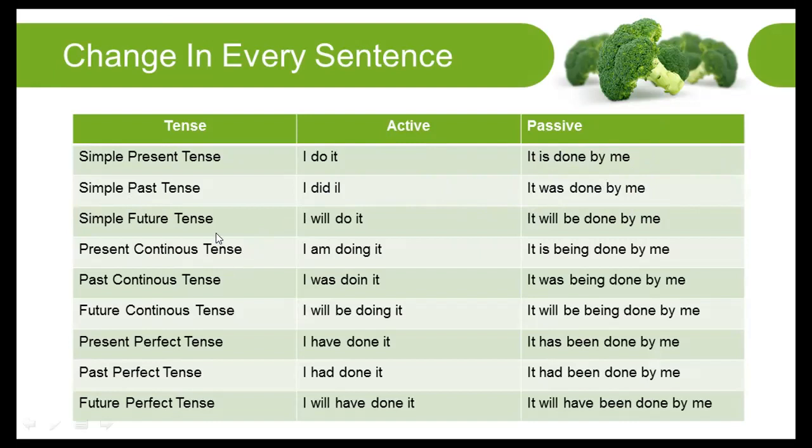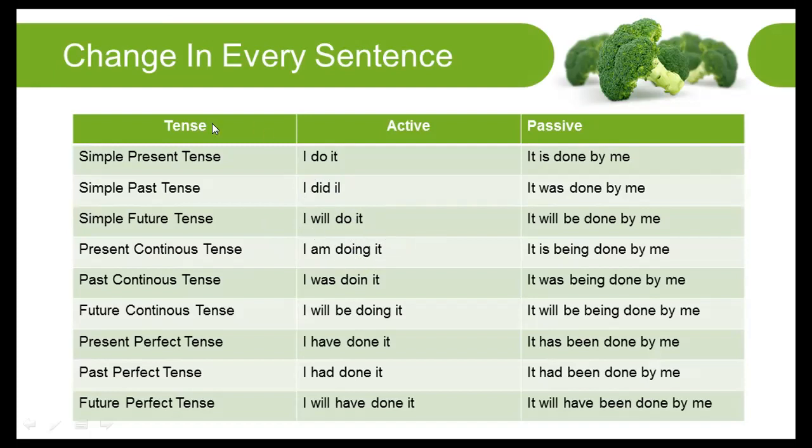Okay. The third is simple future tense. How to change it? In the active, simple future tense, we will write like I will do it. Do is the verb, it is the object, and I is the subject.